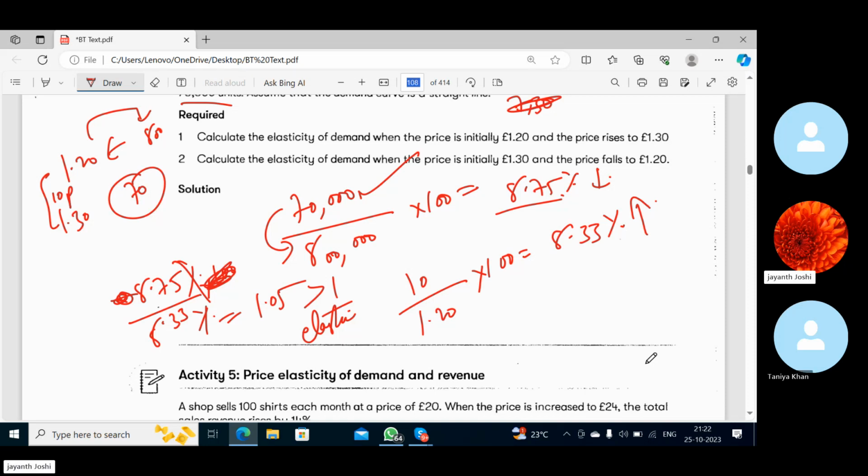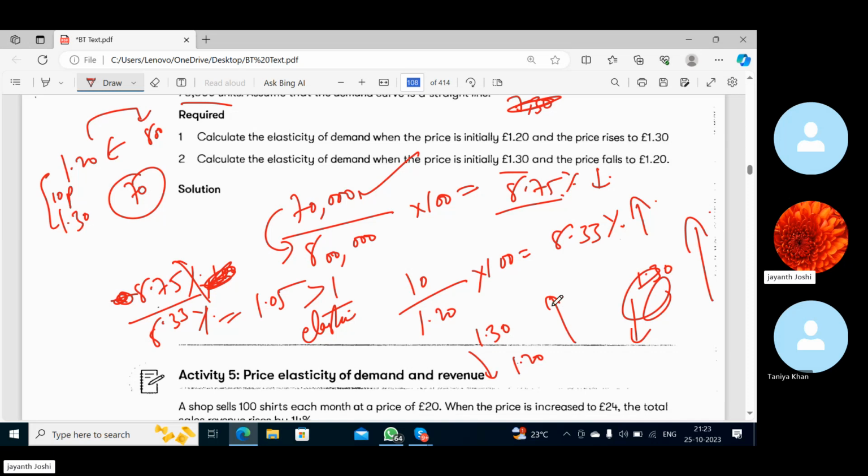Okay. So calculate the elasticity of demand when the price is initially 1.30 and the price falls; the quantity demanded will increase, right? So the price is falling from 1.30, it has become 1.20. When the price decreases, the quantity demanded should increase.